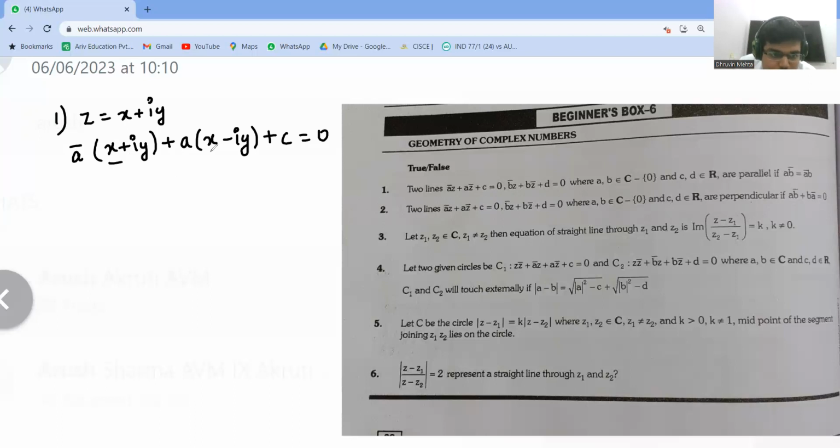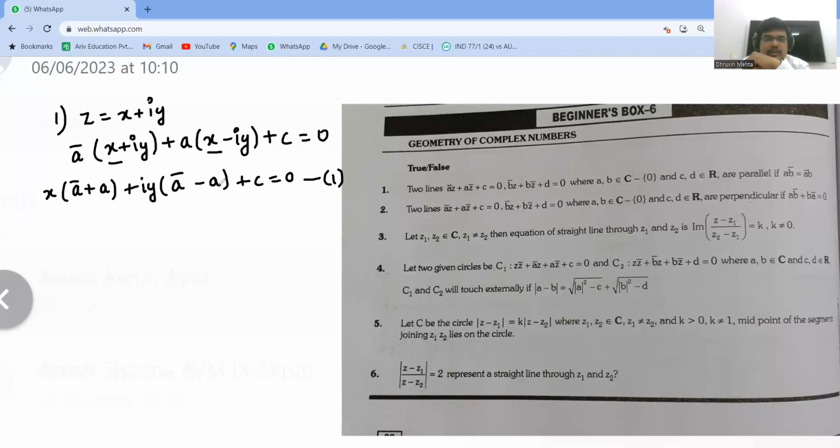अब यहाँ पे x वाले दो टर्म्स हैं, तो x जब कॉमन आएगा तो ब्रैकेट में आएगा a bar plus a, x into (a bar plus a). अब y जब कॉमन आएगा, इनफैक्ट y के साथ मैं i भी कॉमन ले लेता हूँ, तो ब्रैकेट में आएगा a bar minus a, and we have plus c equal to 0. This is the first equation. देखिए, समझा? Yes sir.